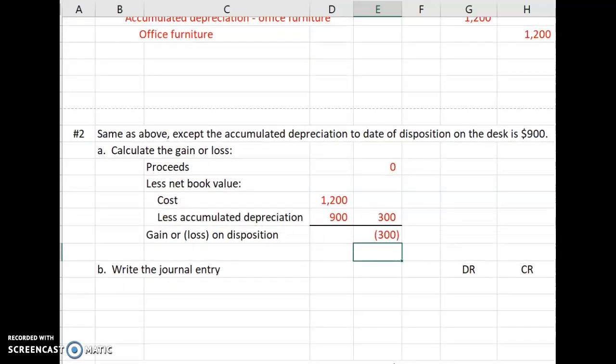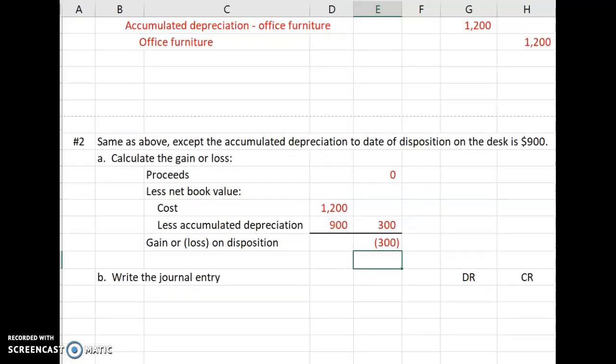I'm going to let you write the journal entry on this. There will be 3 lines in your journal entry. Come back and check your answer when you're finished.